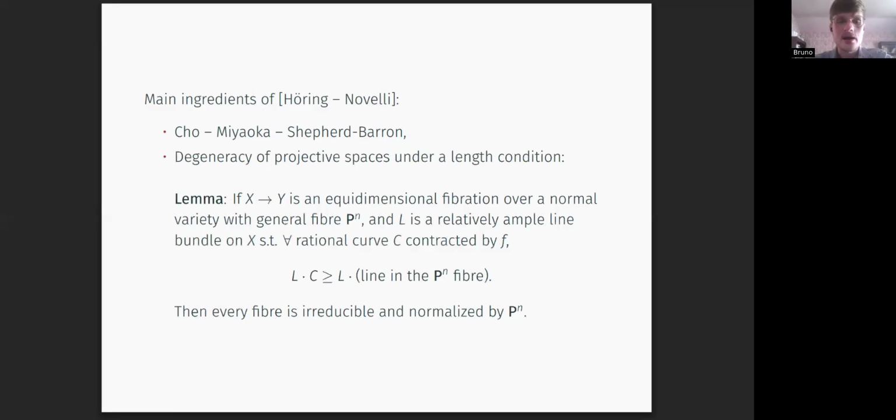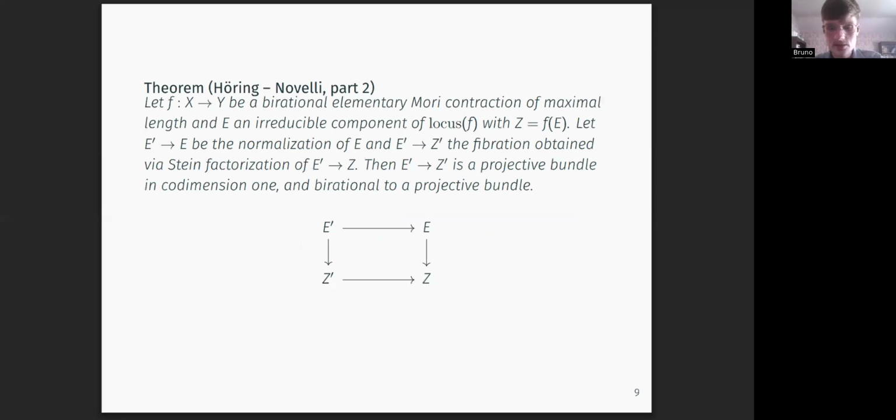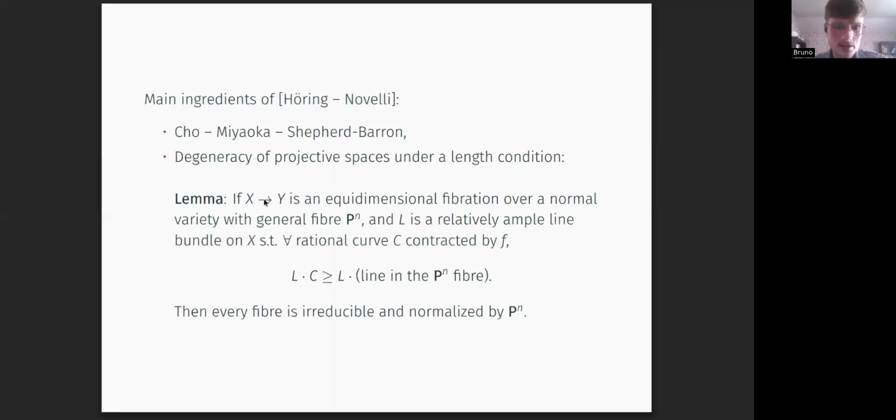And if I degenerate the projective spaces with this length condition, so the following condition according to which I have an equidimensional fibration over something normal. Okay, in that lemma, x and y do not necessarily designate the same x and y as earlier. This could be the e that I have. So maybe that's a bit of a mistake by me. I should not have written this x and y, but okay.